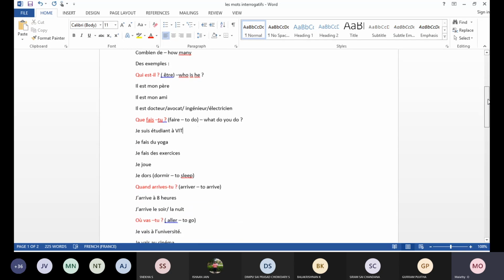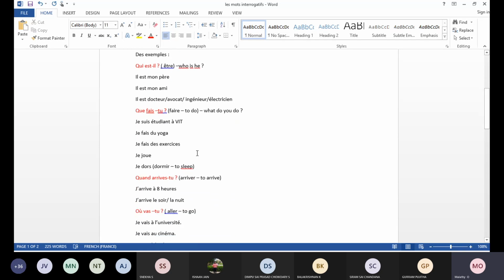Then comes the word quand. Quand arrives-tu? Again, I've used the subject and verb in inverse form. Quand arrives-tu? When are you coming? When are you arriving? Quand arrives-tu? Since you've learned the time chapter well, I'm just going to add any time. J'arrive à 8 heures. J'arrive à 8 heures. So you have to use the word à, meaning at. Hope you remember the prepositions you have learned.